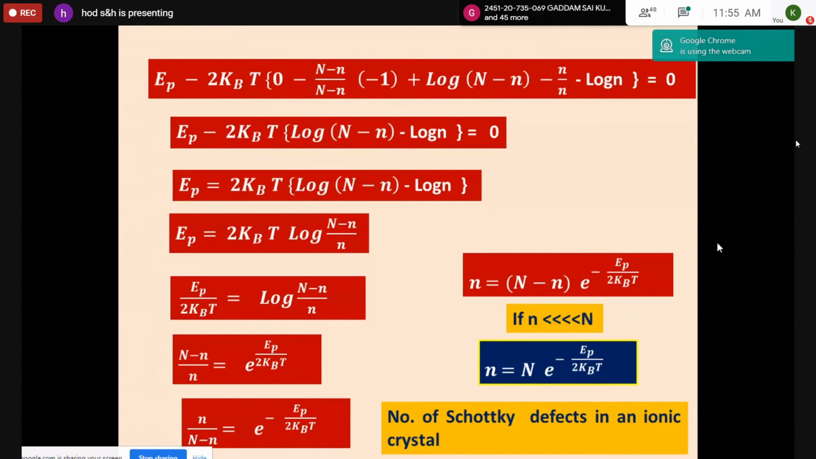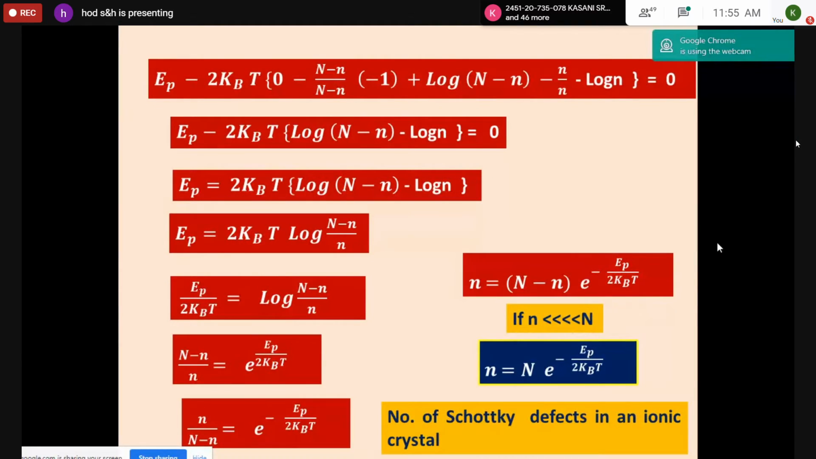You reverse this one, you will be getting a negative sign on the right hand side. n by (N minus n) is equal to e power minus Ep by 2 kBT, and you bring (N minus n) to the right hand side. Small n is equal to (N minus n) into e power minus Ep by 2 kBT. And if you compare, small n is much less than capital N, so small n can be neglected. So finally you get n is equal to capital N into e power minus Ep by 2 kBT, which represents the equilibrium concentration of Schottky defects in ionic crystals.